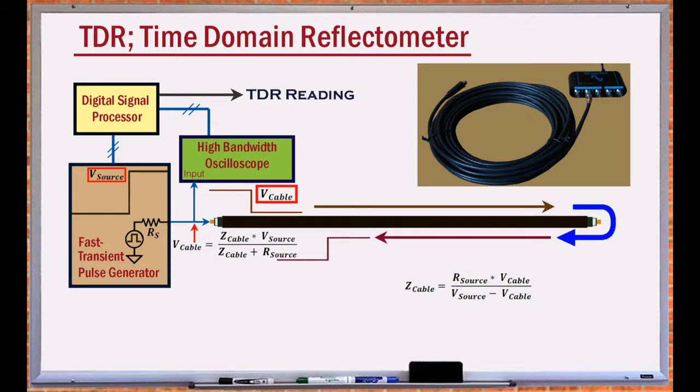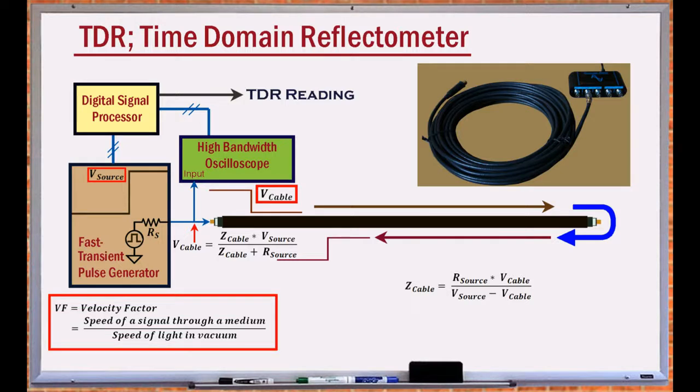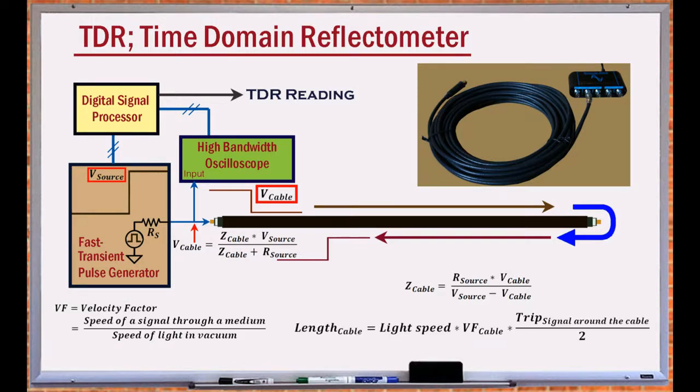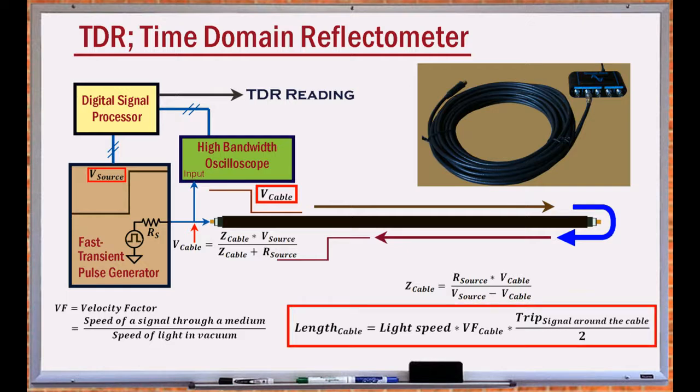The divided signal travels through the cable at a fraction of the speed of light in vacuum. This fraction is referred to as the velocity factor of the cable. For a coax it is about 0.67. The time it takes for the signal to reach the end of the cable and reflect to the source is used to calculate the length of the cable.